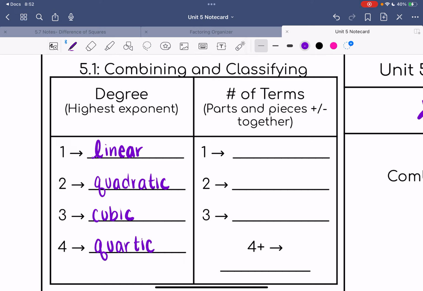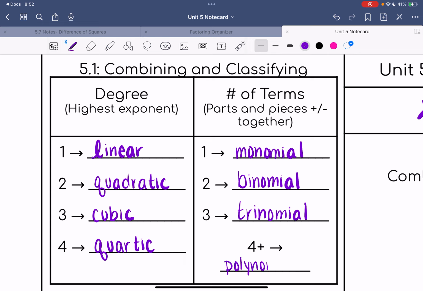Then we also classified based off of the number of terms that each polynomial had. So if a polynomial only has one term, that is a monomial. If a polynomial has two terms, that is a binomial. If a polynomial has three terms, that is a trinomial. And then once we get to 4 or more terms, so 4 plus terms, we're going to call that a polynomial. And that just means many terms. So once we get there, everything's a polynomial.